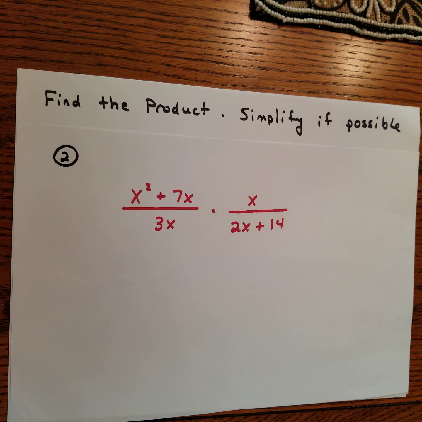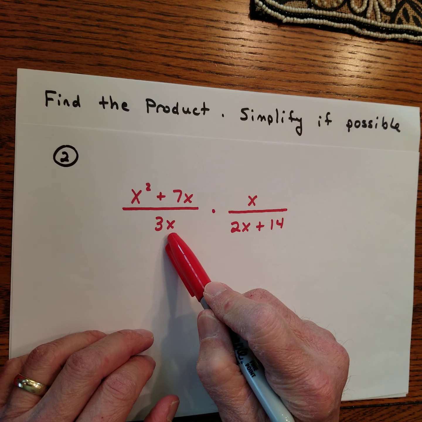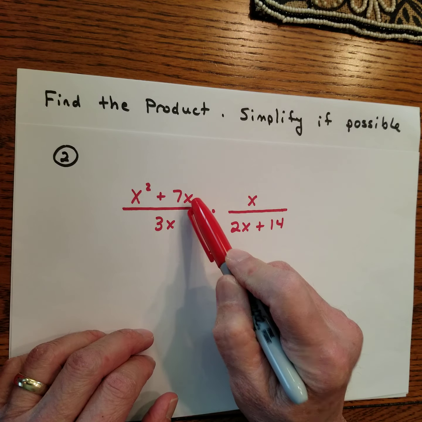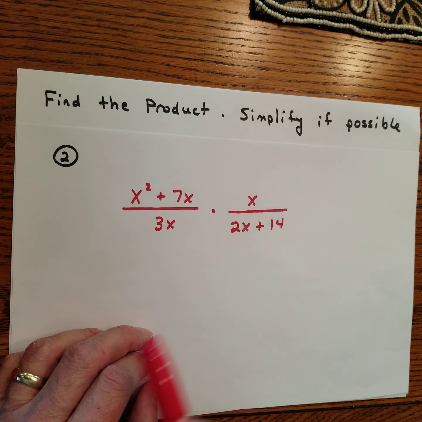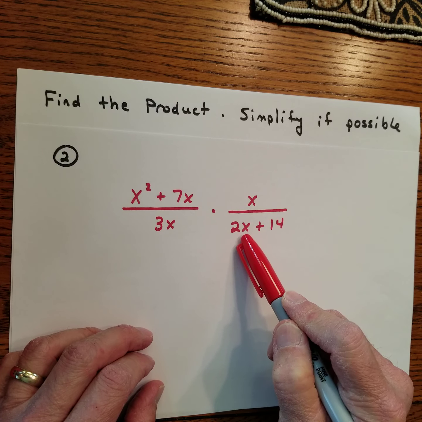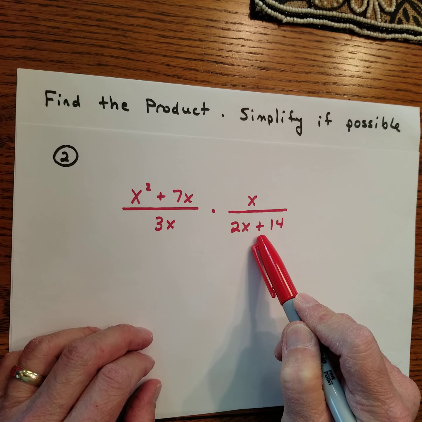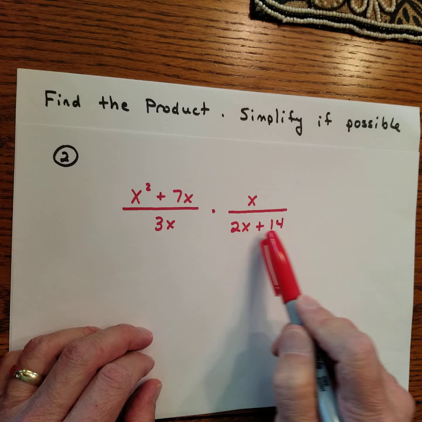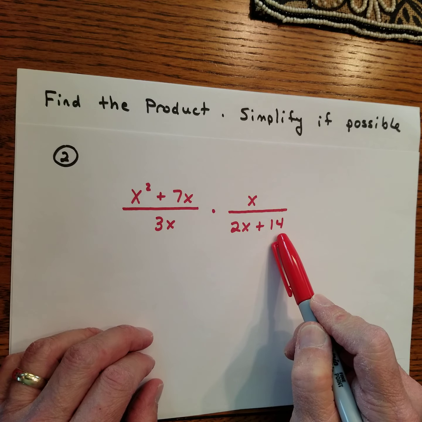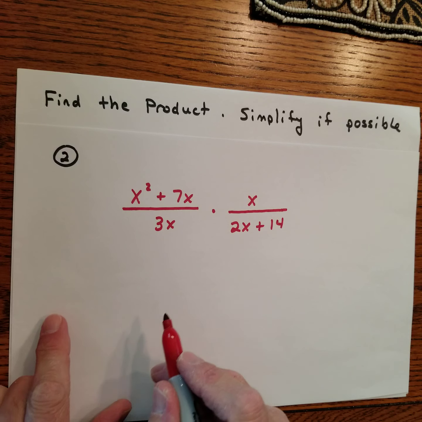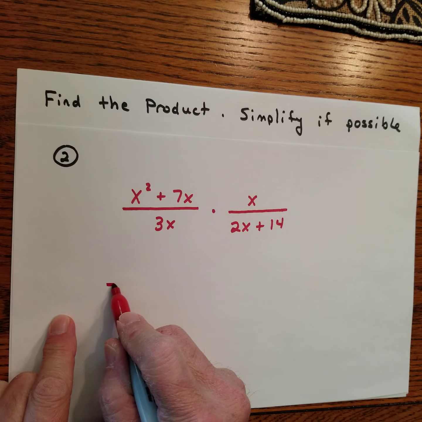Here's a second example. Now remember, I can't reduce when I'm next to an addition or subtraction sign. I'm not allowed to reduce this x with this x because 7x is next to addition. I can't reduce this x with this x because 2x is next to that addition. I can't reduce the 7 and the 14 either for the same reason.